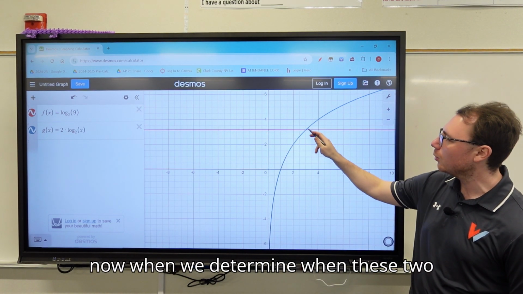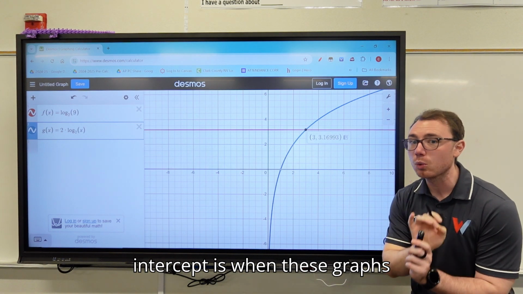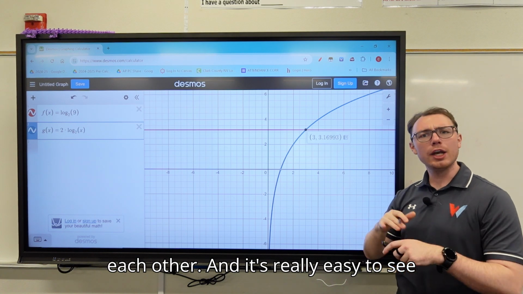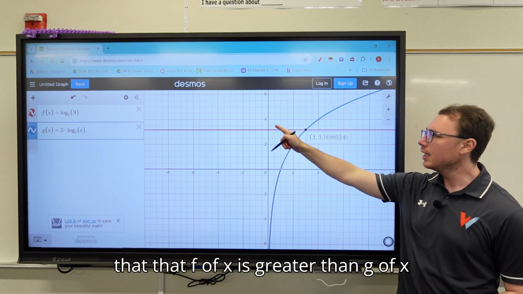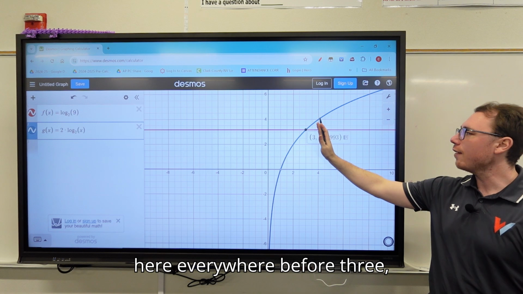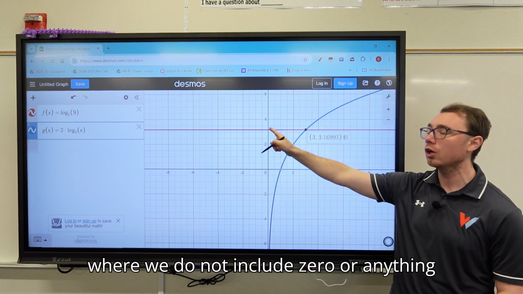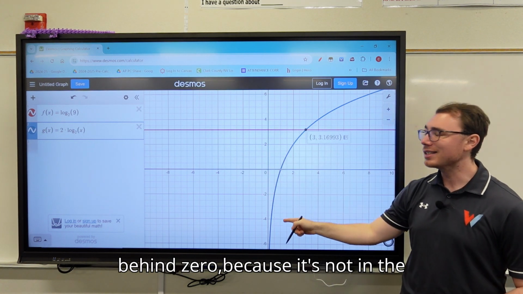And now when we determine where these two intercept, that is when these graphs are either greater than or less than each other. And it's really easy to see that f of x is greater than g of x everywhere before 3, where we do not include 0 or anything behind 0 because it's not in the domain of g of x.